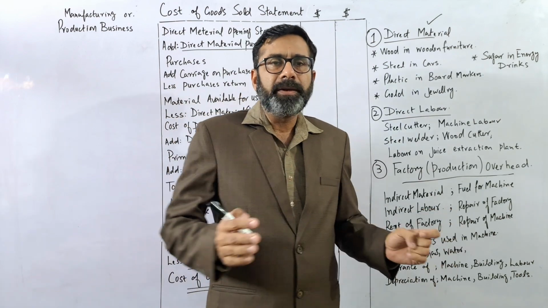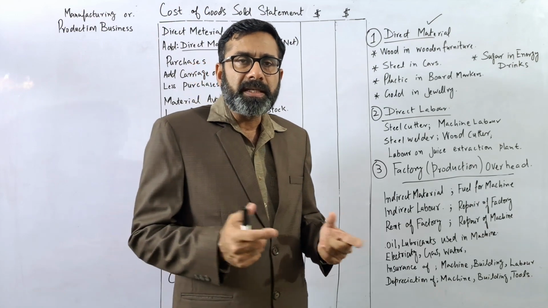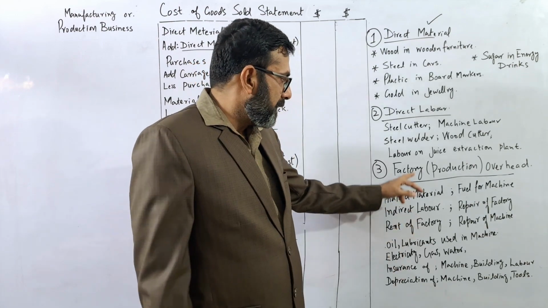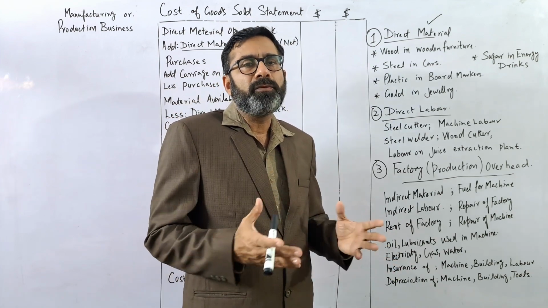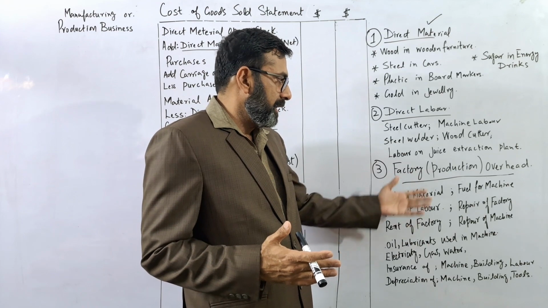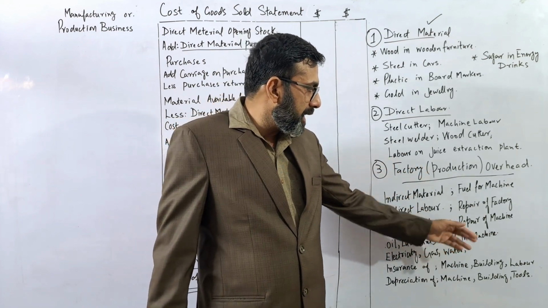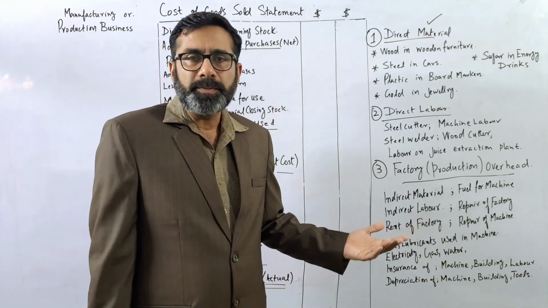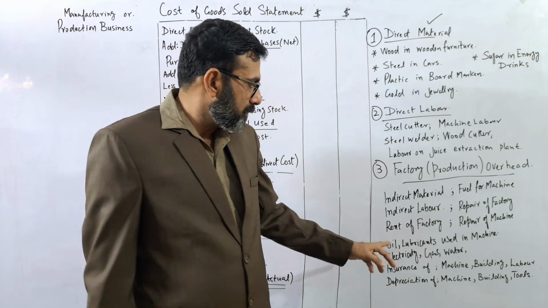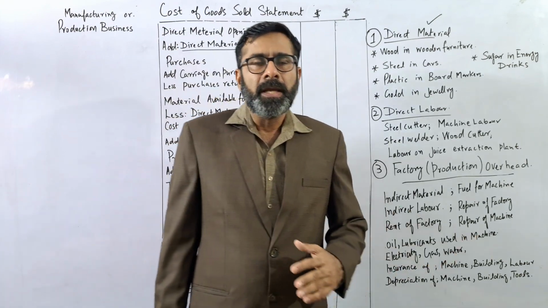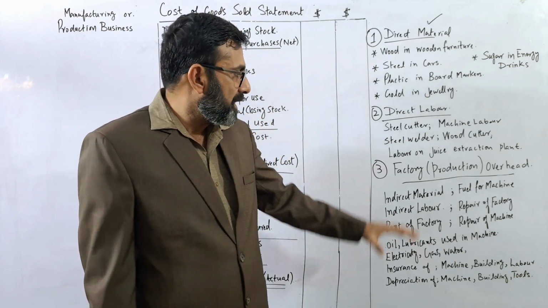For example, if there is any repair or maintenance work in the factory, so the basic repairs and the maintenance, not the overhaul thing, that will be in the factory overhead. For example, if your factory is not owned by you, you have to pay the rent, so that rent of the factory is part of the production overhead. If there is any repair of the machine, again that is part of the factory overhead. Then they are using oils and lubricants in the machines, so all that is again a cost in the factory, part of the factory overhead.